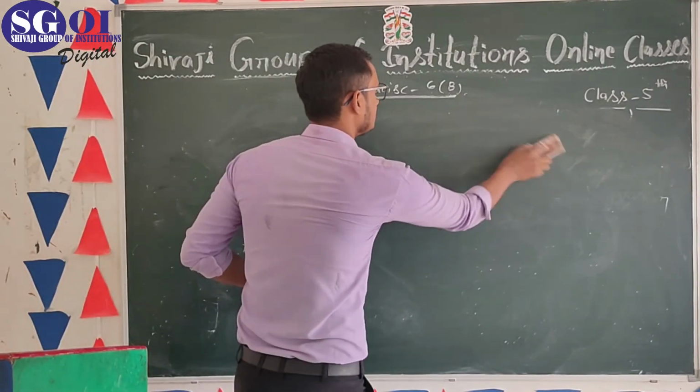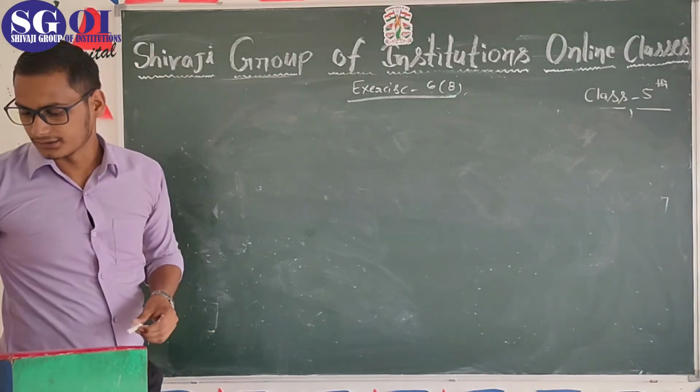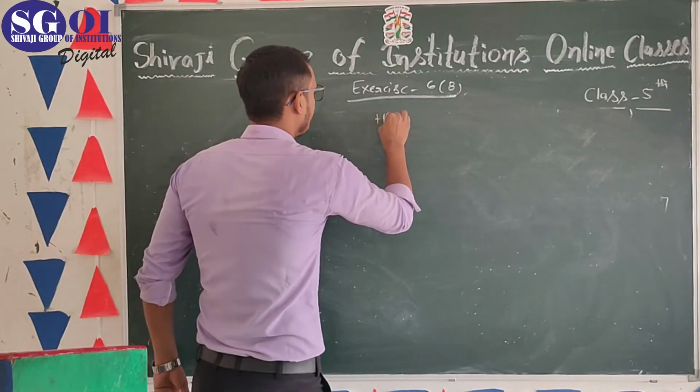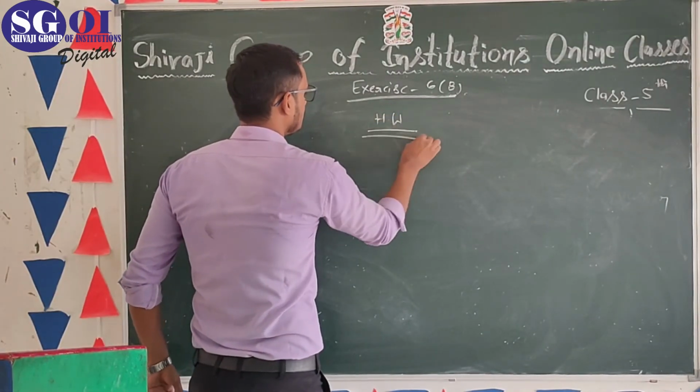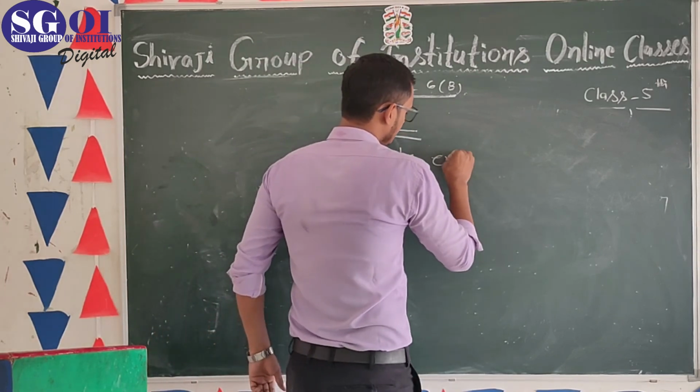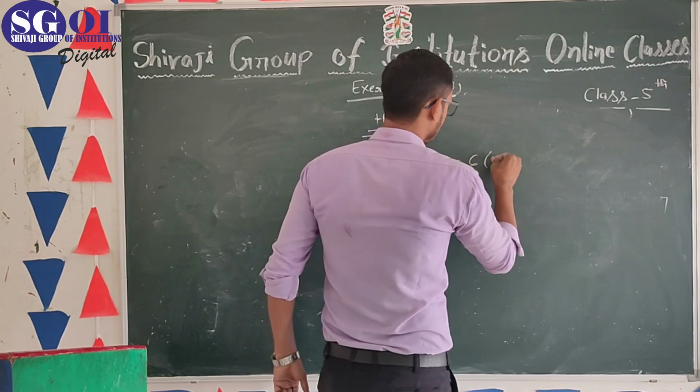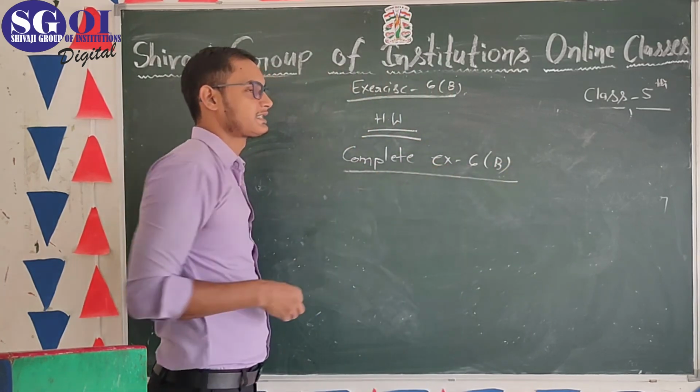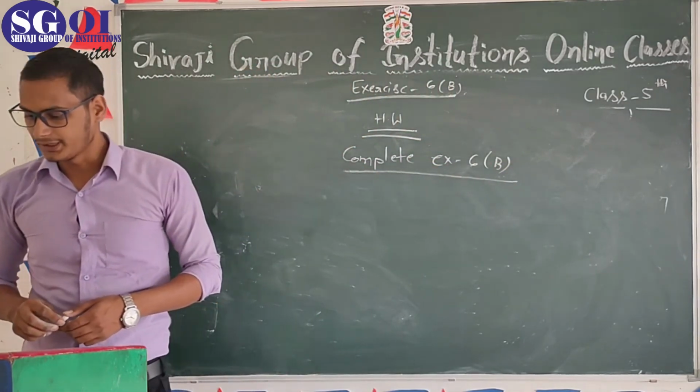And now write down the homework. The homework is to complete exercise 6B. Okay, thank you.